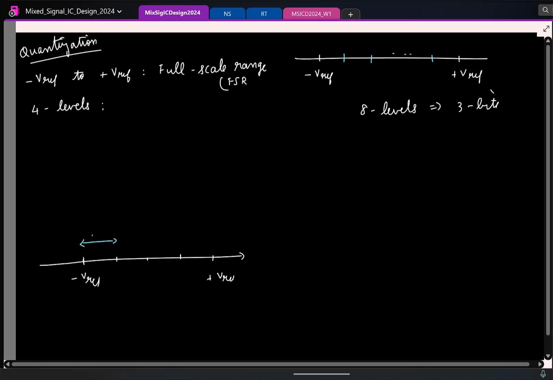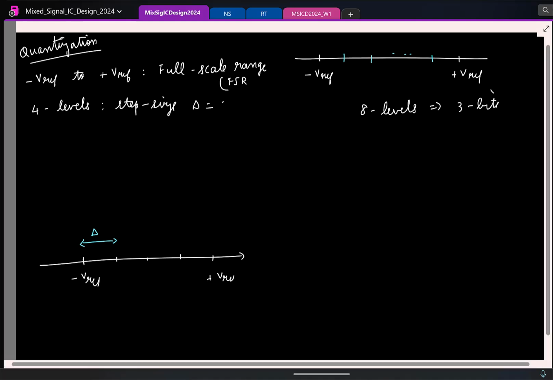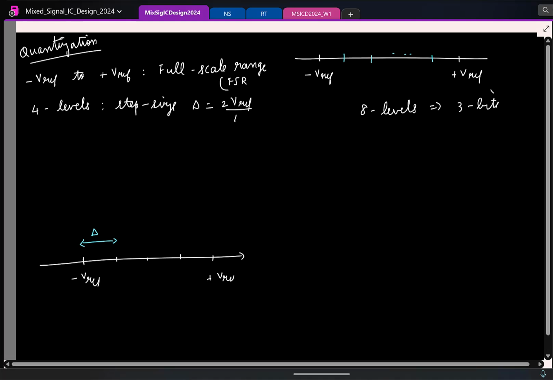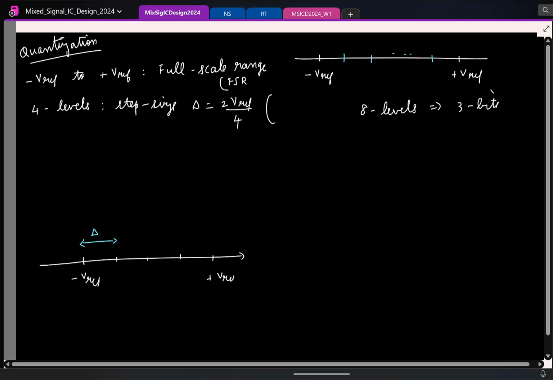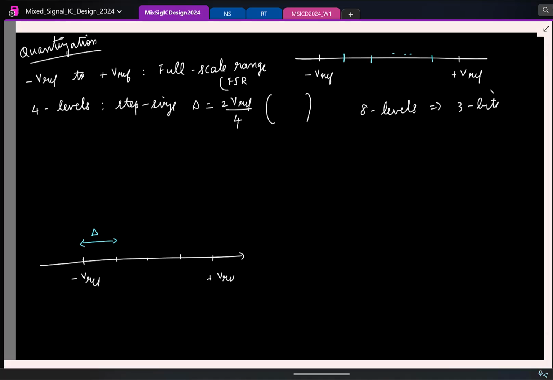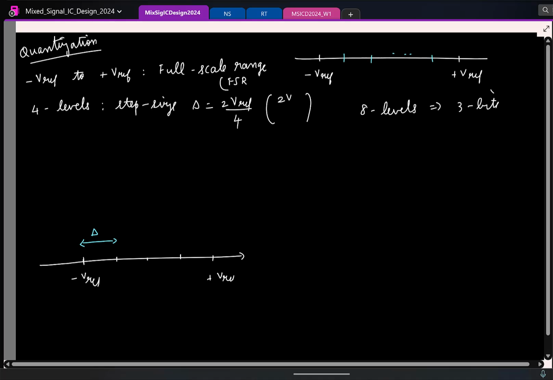Typically this is called the step size, or delta, and in this case delta, as you saw, is 2 Vref by the number of levels, right? And in general, if I have an n-bit quantizer, which means I have 2 power n levels, instead of 4 levels, what will that step size be? 2 Vref by 2 power n. Fine.